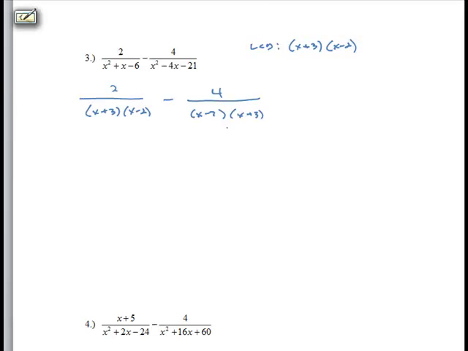Jump over to the second denominator, it has two more factors. The first factor, x minus 7, well, that's a different factor. We don't have it in our LCD, so we have to include it. However, the x plus 3 here, we already have an x plus 3, so we do not need to include it in our LCD again. So the LCD is x plus 3 times x minus 2 times x minus 7. We want to rewrite each one of these two rationals so it has this common denominator.